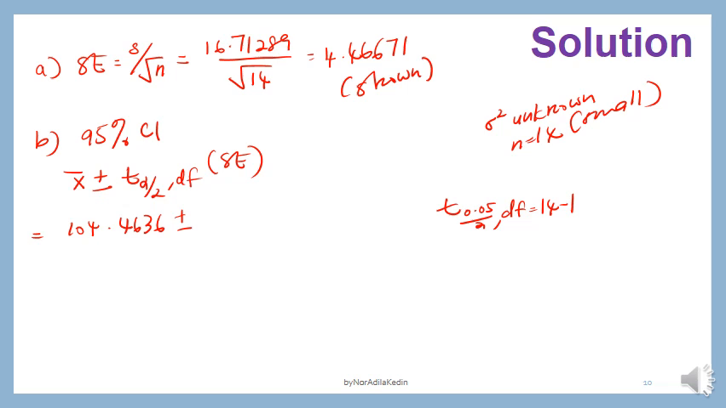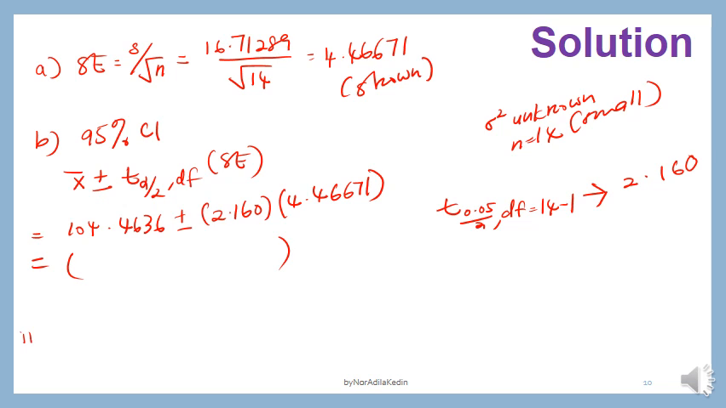So go to the T distribution table, find the alpha value 0.025, degrees of freedom 13, you should get your critical value equal to 2.160. So substitute in 2.160 multiplied by your standard error. No need to calculate again because the SPSS output already tells you your standard error is 4.46671. So just substitute in, and you will get your 95% CI. And then don't forget to interpret. So I think you can try it yourself. Alright.